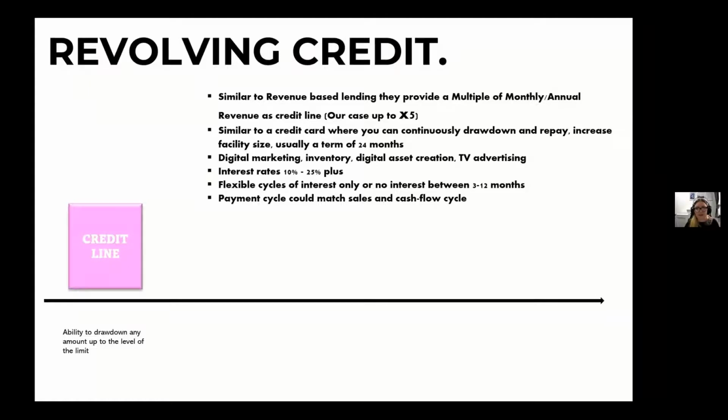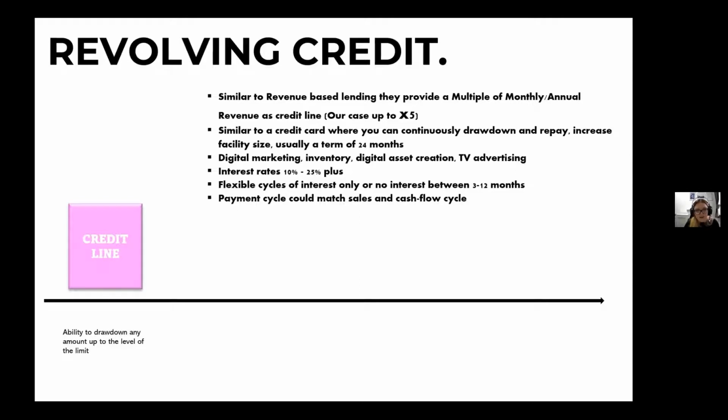Similar to revenue-based lending, they provide a multiple of your monthly or annual revenues. But instead of a term loan, it is a credit line. A credit line compared to a term loan means that you can continuously draw down in different levels as you wish throughout the duration of a facility. Those facilities can be 24 months, it could be 3 years or 4 years. So it doesn't matter what the length of the facility is. I mean, how many of us have credit cards? Do you look at the contract, how long it is? Usually there is a term there, but it tends to roll over. So it's similar to that.